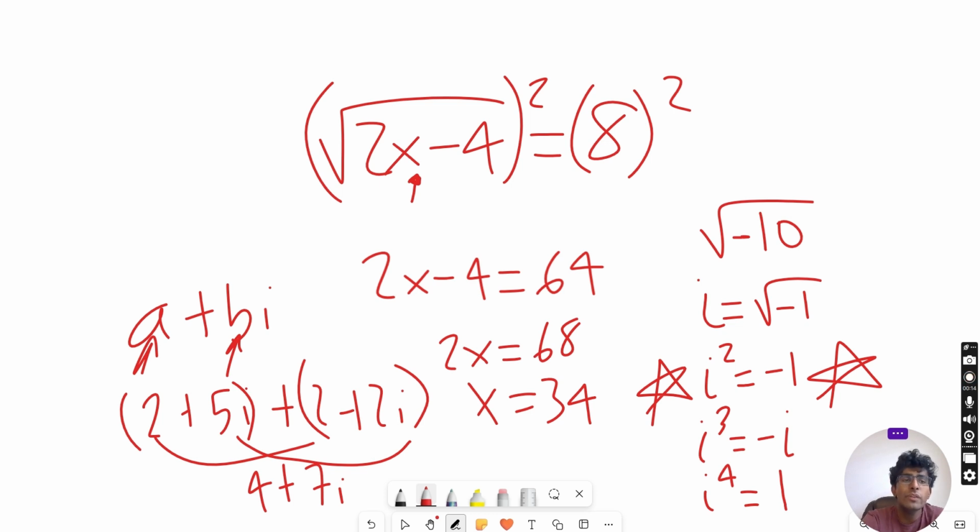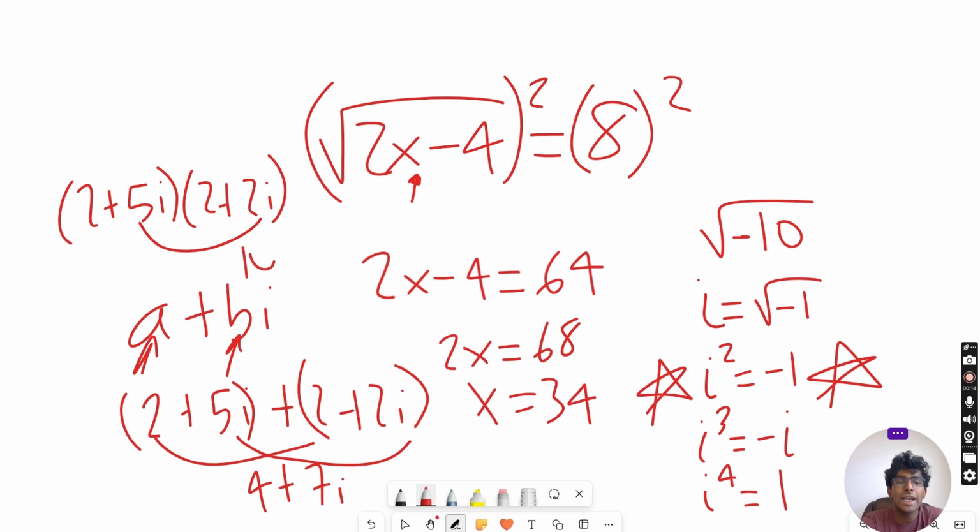If you are multiplying complex numbers like these together, you're following the exact same steps as FOIL, just remembering that you are going to get an i squared when you multiply these terms, 5i and 2i, and remember i squared is the same thing as negative 1. So it just becomes a constant that you're going to add on to this 2 times 2.